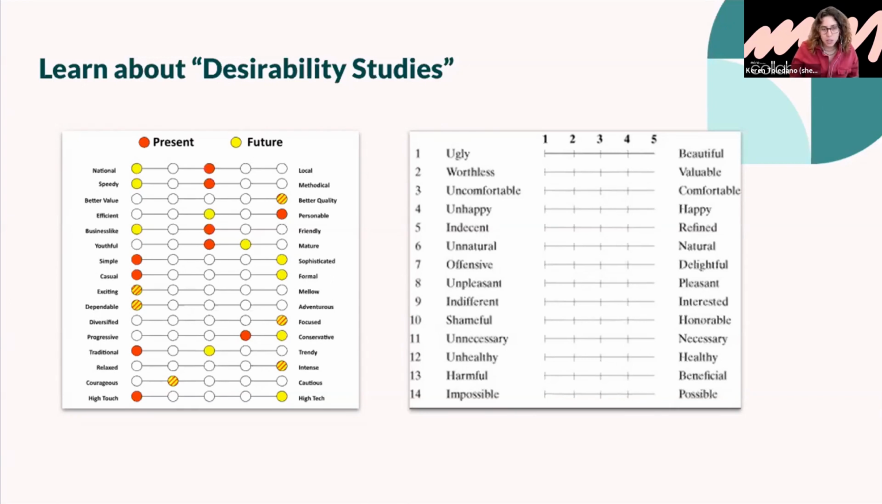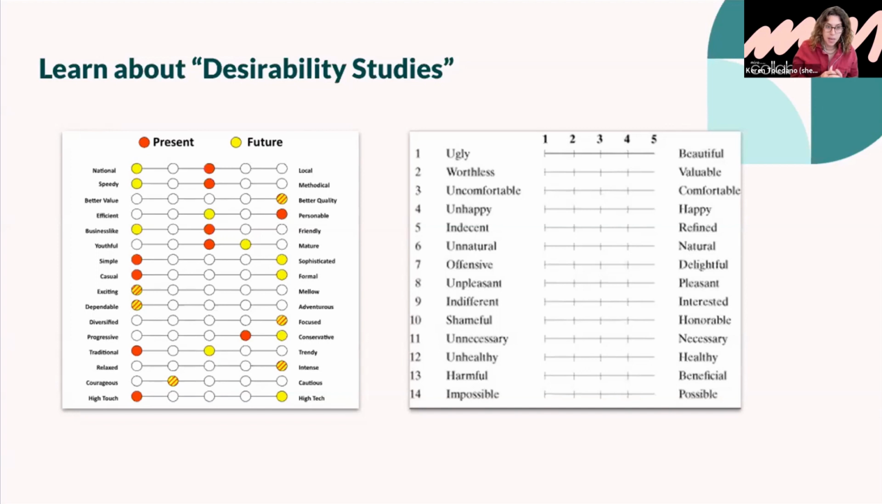And usually what this would look like would be scales with opposite terms, almost like a survey asking respondents to viscerally define an interface, to apply attitudes and feelings to an interface. And it's really a form of quantitative emotional measurement.